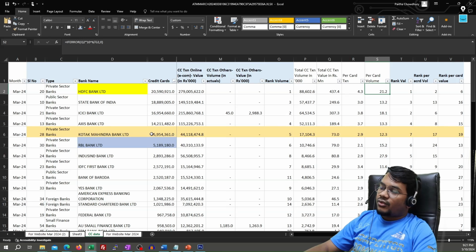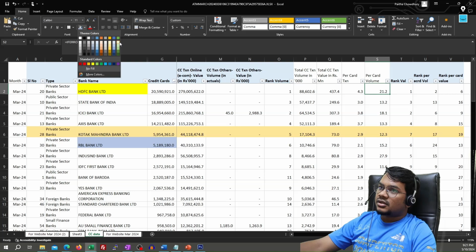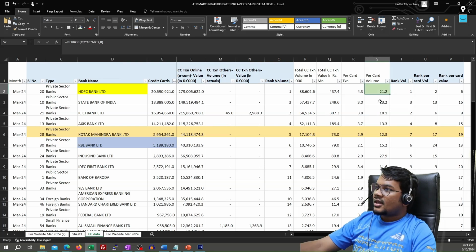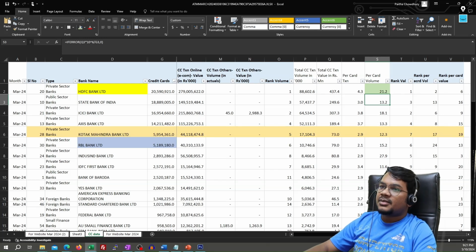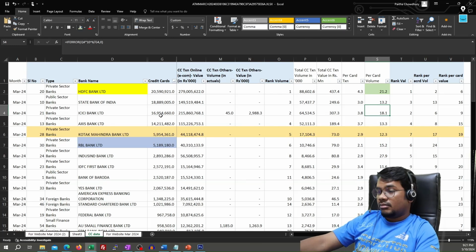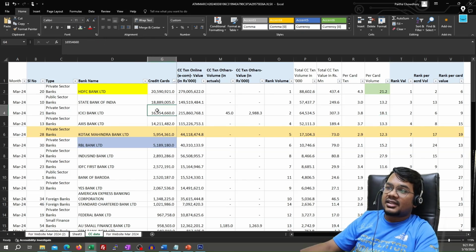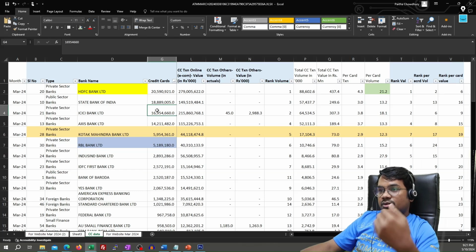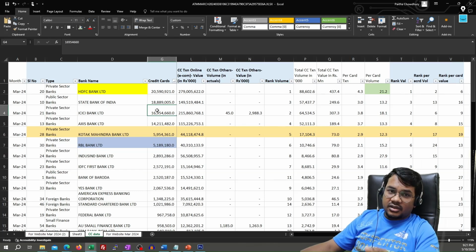So per card volume is again almost closer to double for HDFC. This is where SBI Card is struggling. 13.2 is the per card volume they're generating, whereas HDFC Bank is generating 21, which is a very healthy number. Look at ICICI. And believe me, 3 or 4 years back when I was in SBI Card, I knew that ICICI Bank was much trailing behind SBI Card. Now they have caught up to SBI Card really well.